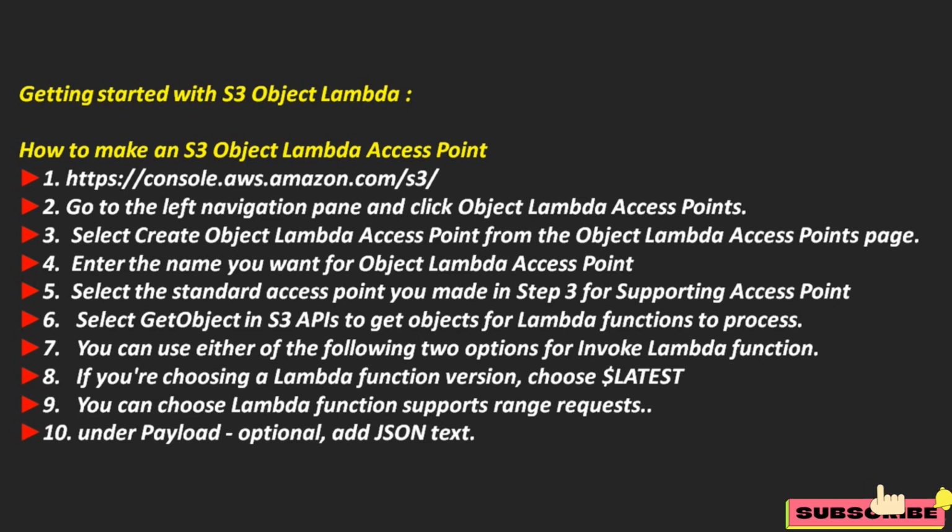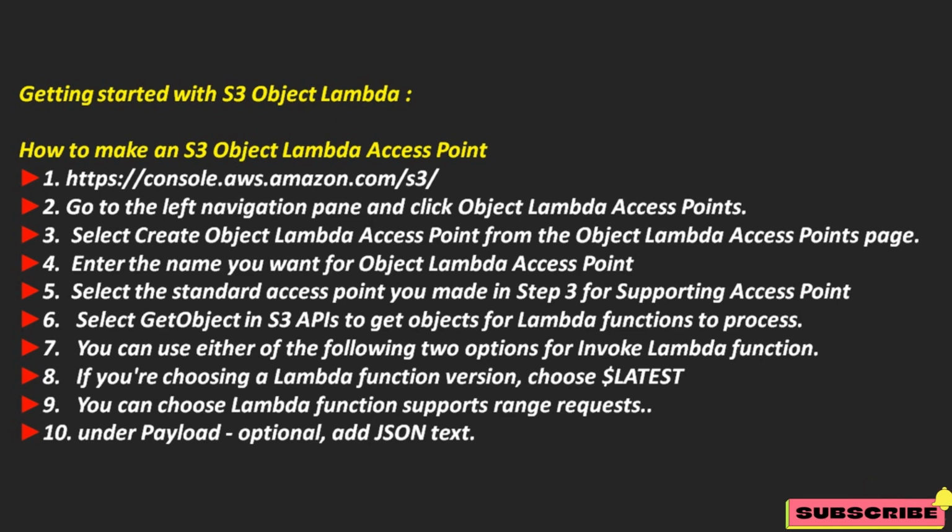So choose Enter ARN, then enter the Lambda function's Amazon Resource Name, the ARN. If you are choosing a Lambda function version, choose $LATEST, which means the latest version you created in step 4. You can choose Lambda function supports range requests and Lambda function supports part number requests if you need your Lambda function to recognize and process GET requests. You can clear these two boxes if you don't want them.